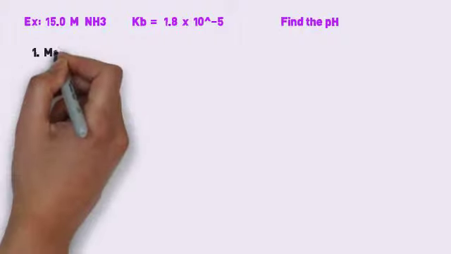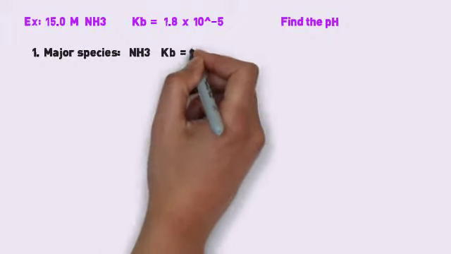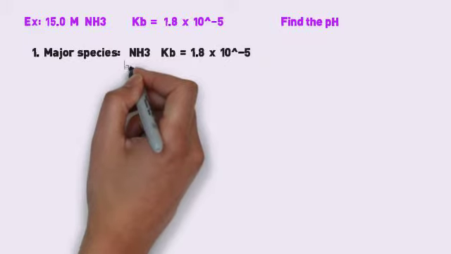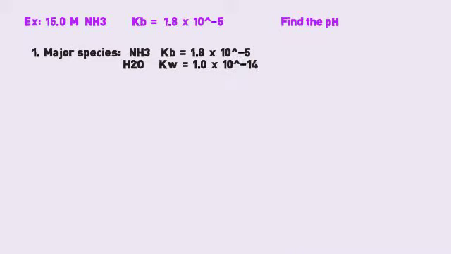Okay, here's the example. We are looking at 15.0 molar ammonia, which is a base because it is a proton acceptor. There's the Kb. You have to find pH. So again, I'm going to condense it, but you should be able to follow along now fairly easily. We've done so many. Step 1, major species. And it is NH3 with a Kb and H2O with Kw. Those are numbers you already know.